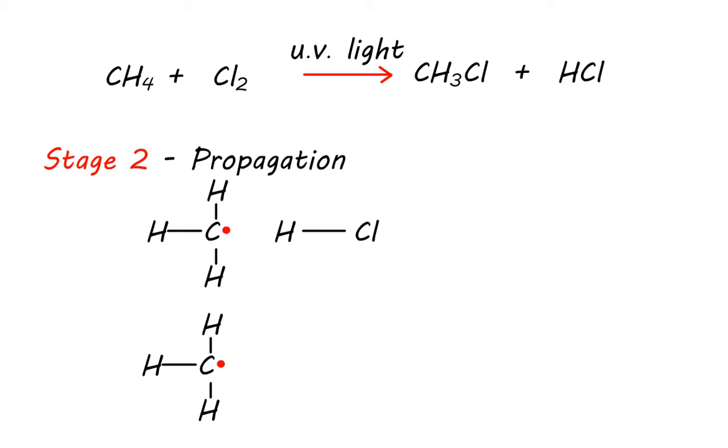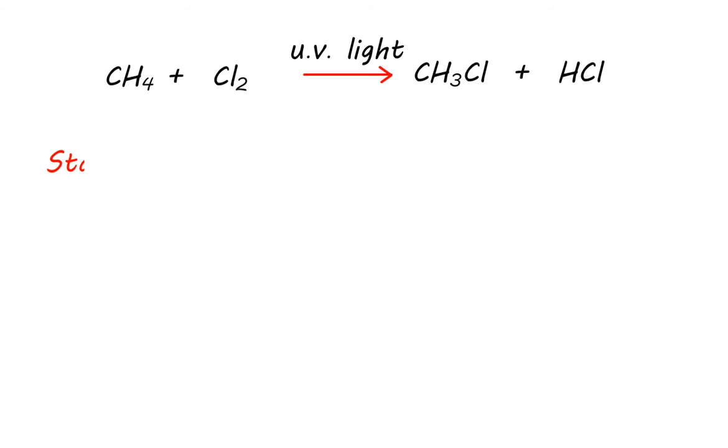The next step involves the alkyl radical formed in the previous step reacting with chlorine to produce the other product, in this case chloromethane, and a further chlorine radical. The final stage is the termination stage, which, as the name suggests, brings the chain reaction to a close. This is when two radicals come together to form a molecule.